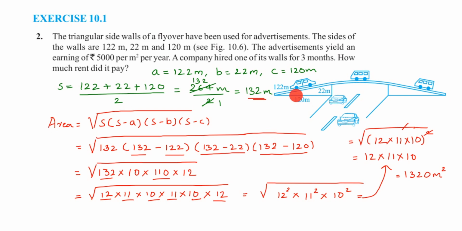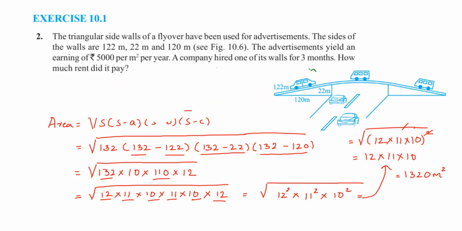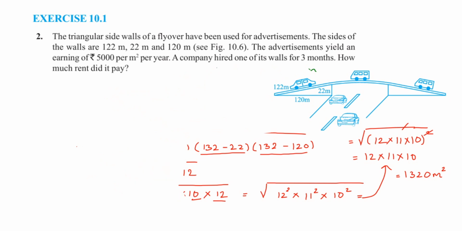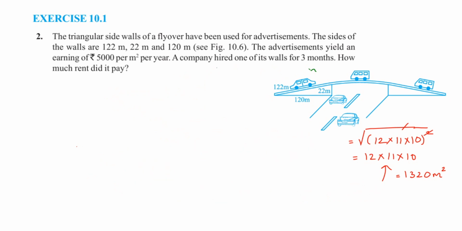Now we have to find the cost. So we found the area, we know the area. So let me erase this part here. Now area is equal to 1320 meter square. Now how much are they charging here? They are charging 5000 rupees per meter square, and this is for a year. So let's find out for a year, and then we can find for 3 months.